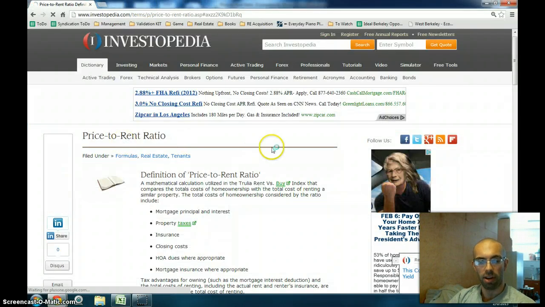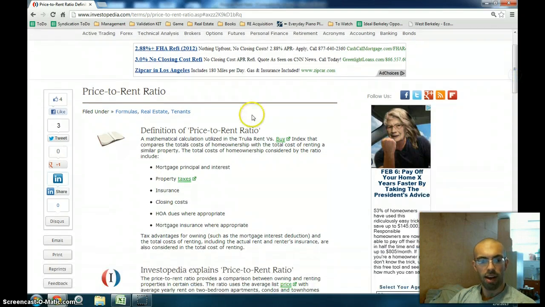And here I'm using Investopedia. Investopedia says that it's a mathematical calculation utilized in the Trulia Rent versus Buy Index that compares the total costs of home ownership with the total costs of renting a similar property.